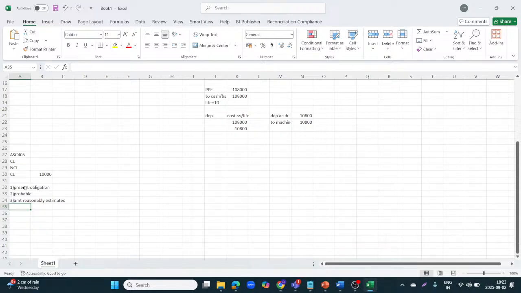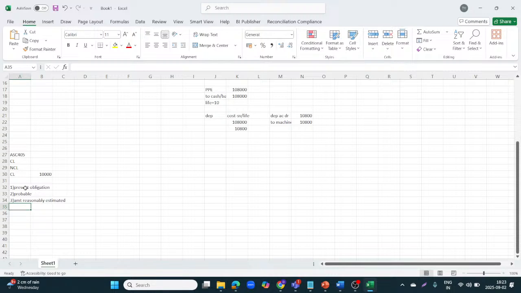Because there was a high chance of losing, a 70% chance, you record it. Suppose the chance of losing was only 30%, then you would disclose the details in the financial statement notes. And if the chance was remote, let's say 5%, you will not record it or disclose it.